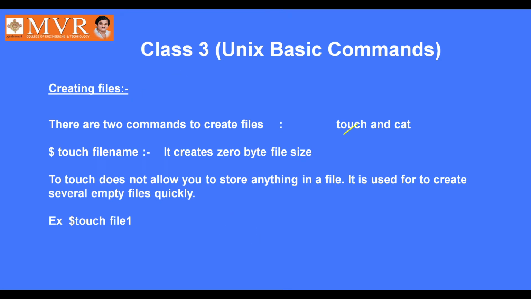Okay, the first one is the touch command. The touch command is used to create files. Here there are two commands, one is touch and the other is the cat command. There is a slight difference between cat and touch. So let us first see what the touch command is, then we will see the cat command, right?